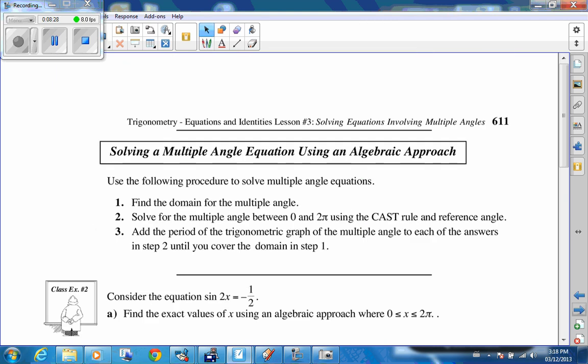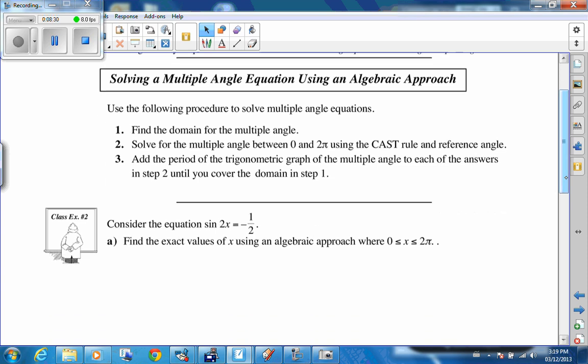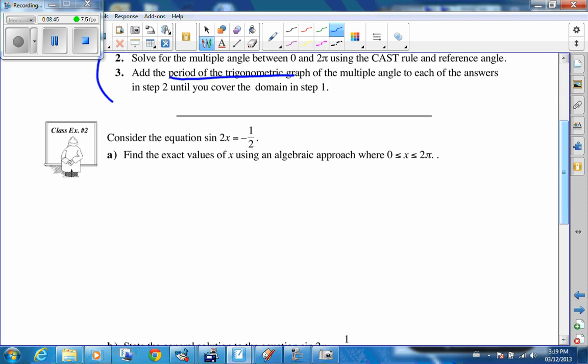Now, the general technique that we want to use here is we find the domain for the multiple angle, we solve the multiple angle, and then we add the period of the trig graph to get all of the numbers that we need in that domain. So step 1, find the domain. Because I want 2x, and it wants x from 0 to 2 pi, it's the same as saying I want all of the values of 2x from 0 to 4 pi.